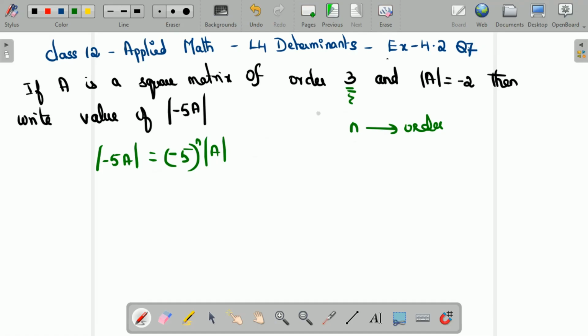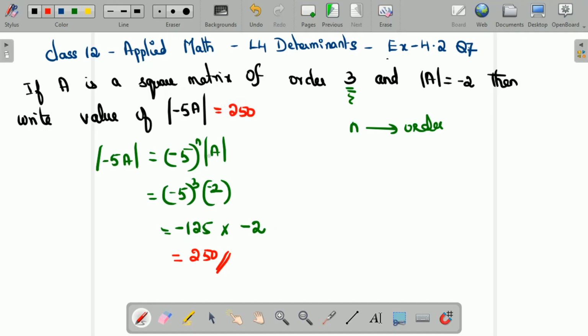So we know the order is equal to 3. So let's write this down. So minus 5 the whole cube into determinant of A, which is already given to be minus 2. So now let's see this. Minus 5 the whole cube is minus 125 into determinant of A, which is minus 2. So minus 125 into minus 2. So the answer is 250. So the determinant of minus 5A's value is 250.